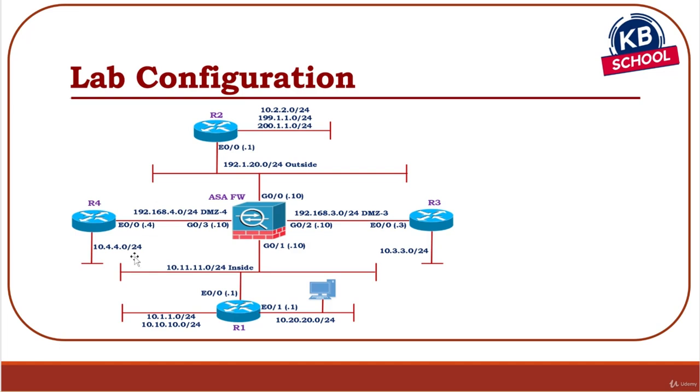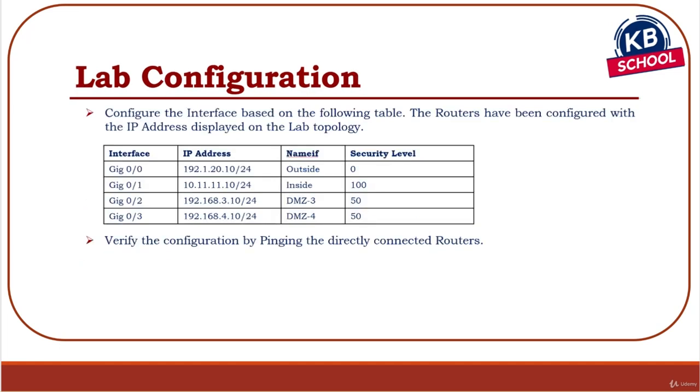Again, based on this. So my objective in the lab is to focus on configuring the IP addresses on the ASA. This is what I want to do, Gig 0/0. I want to assign it an IP address of 192.1.20.10. Give it a name of outside, a security level of 0. Assign the Gig 0/1 interface 10.11.11.10, inside with a security level of 100.